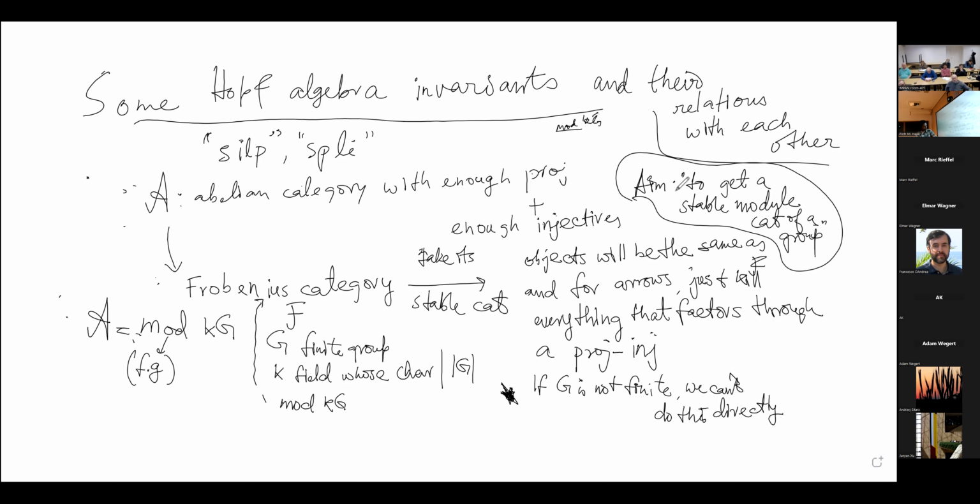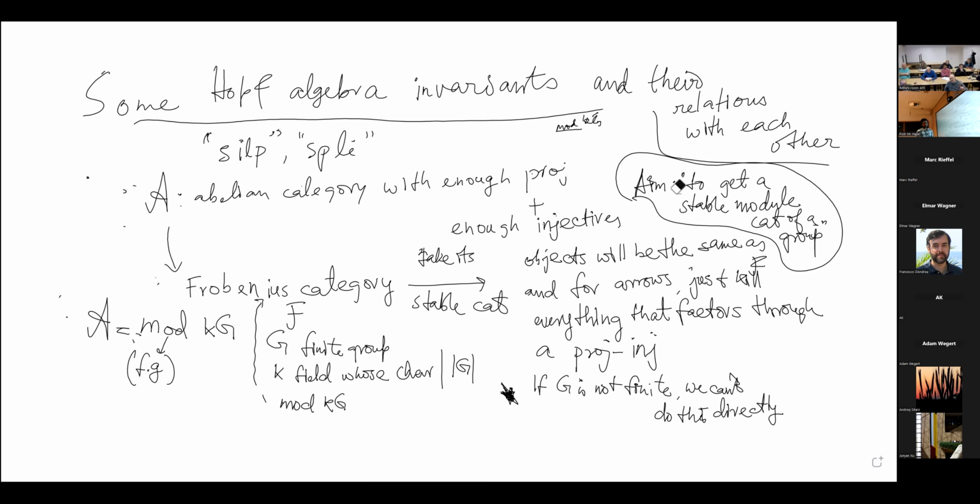But what about for infinite groups? Can we do this? Not so easily. Well, then can we take the Gorenstein projective objects, Gorenstein projective modules, and take the stable category? Well, yes, that is a triangulated category, but is that a good definition or a good candidate for our stable category? That question depends on the Silp and Spli invariants, which will be the subject matter of my talk today.